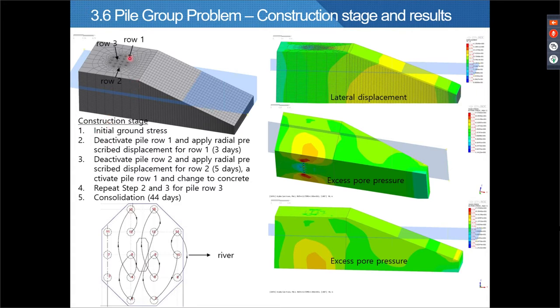The second step is to deactivate the pile row number 1 and apply the radial displacement. There are 3 piles in the first row, so the construction time is 3 days. The third step is to deactivate the pile row number 2 and apply radial displacement. At the same time, pile row number 1 is activated and the material is changed from soil to concrete. The construction for this step is 5 days because there are 5 piles in this row. The second and third steps are repeated for the rest of the piles.